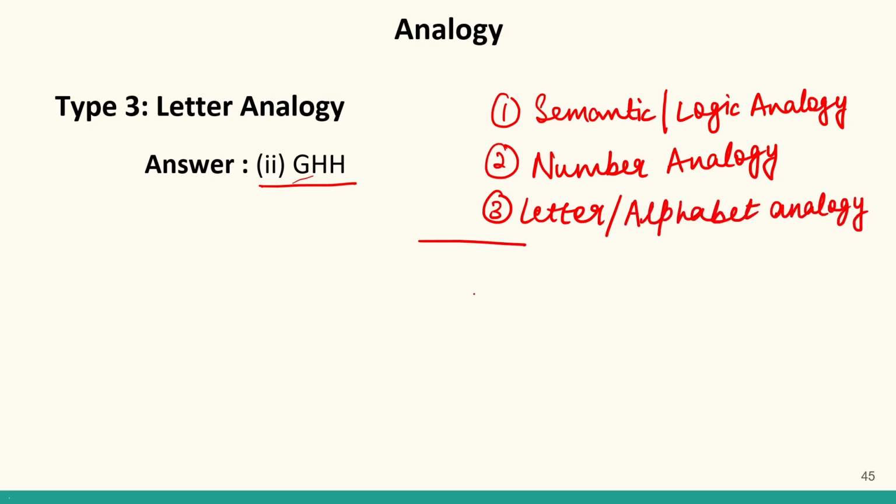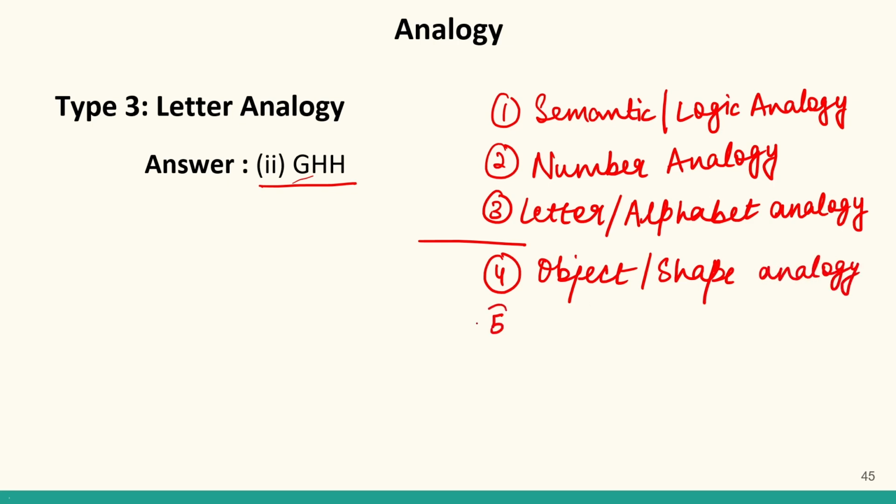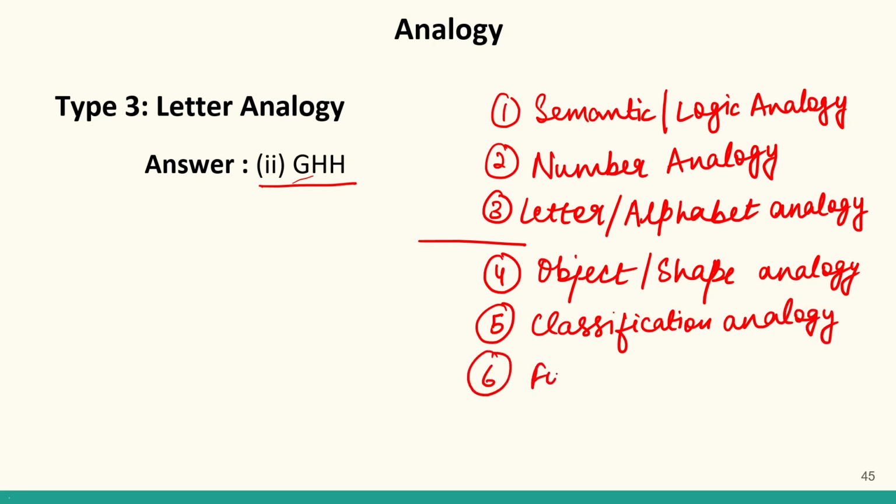In the next class, we'll study the remaining 3 types. That is, the next type is object or shape analogy. This we'll discuss in detail. Then classification or group, if you want to call it, or category analogy. This we will discuss in detail. And we'll discuss function analogy as well. So all the remaining 3 types will be discussed in the next lecture.